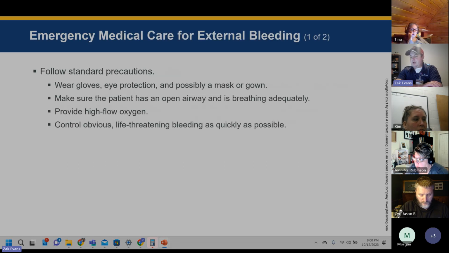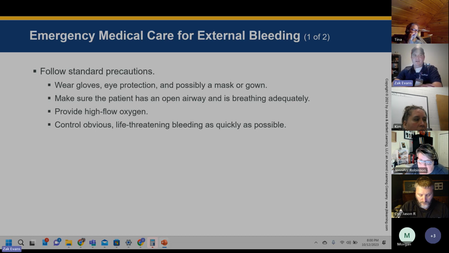Every time I take a trauma to a hospital, I like to tell them when I got there, if that bleeding wasn't controlled, I was able to slow it down. Or if they're still bleeding under those bandages, hey, I've applied pressure for the last 20 minutes and this thing is still bleeding pretty good. You want to make sure you're very open in that communication.